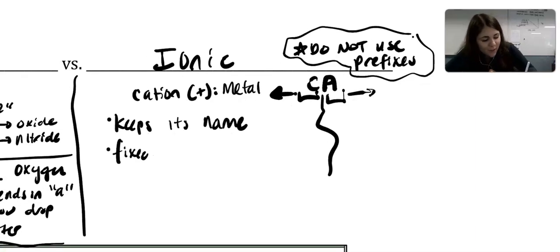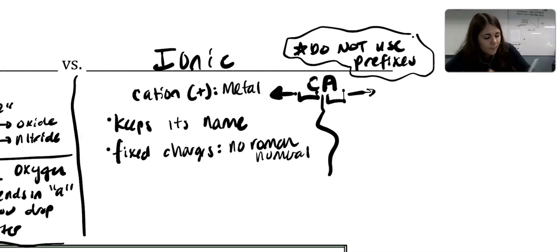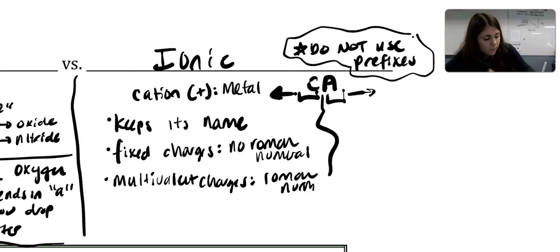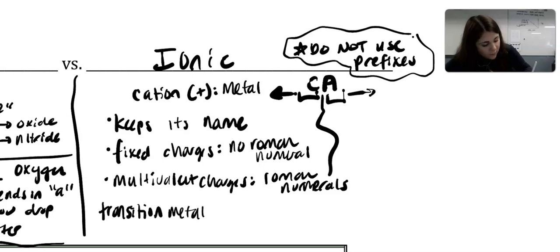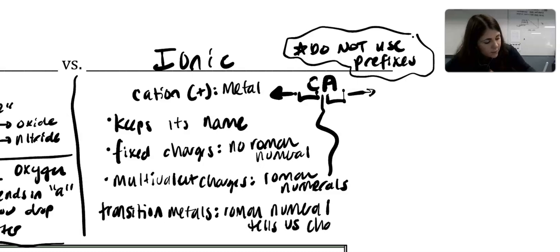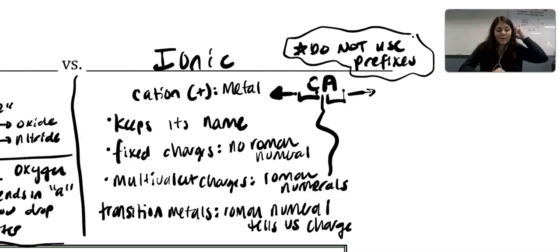Here, going based off that information, fixed charges, we don't need a Roman numeral. But if it's multivalent, like our transition metals, we do use Roman numerals. Roman numerals tell us the charge. So we use this for transition metals. Roman numeral tells us charge. Again, this tells us the charge of the metal, okay?